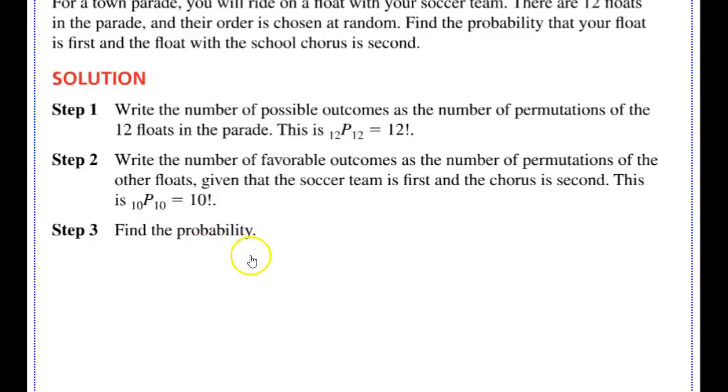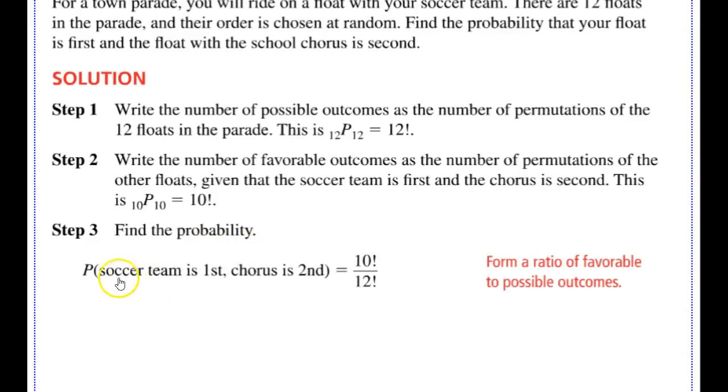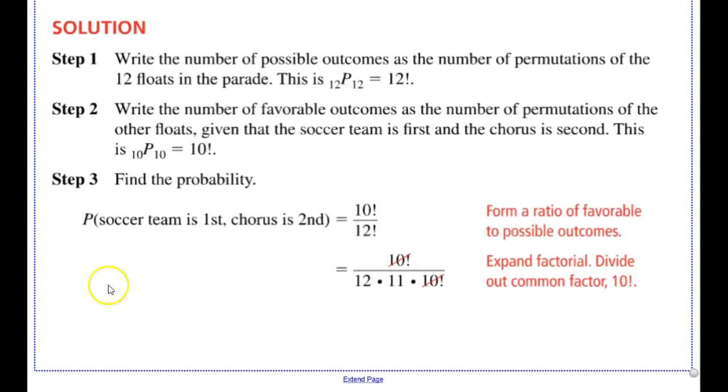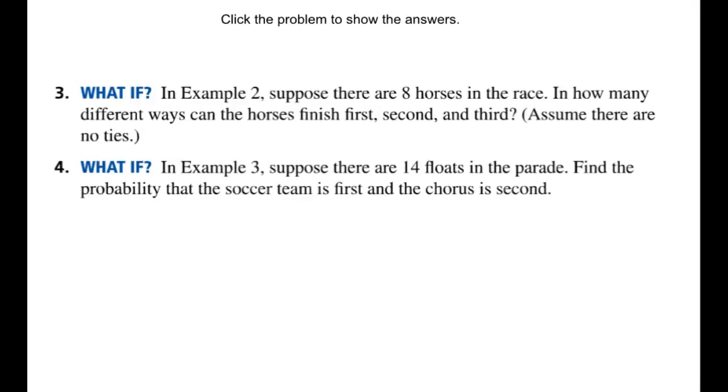Now I just have to find my probability. The probability that the soccer team is first and the chorus is second is 10 factorial divided by 12 factorial, which I can then simplify. So 1 over 132 is my probability that the soccer team is first and the chorus is second if these floats are assigned at random. Okay, so here's your next monitoring progress. Try it, see how you do.